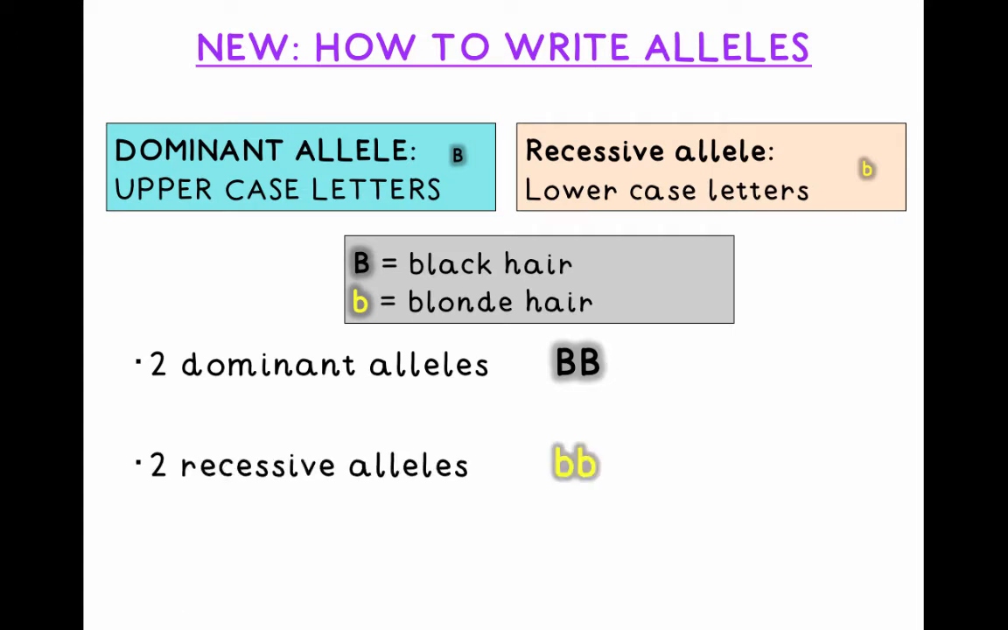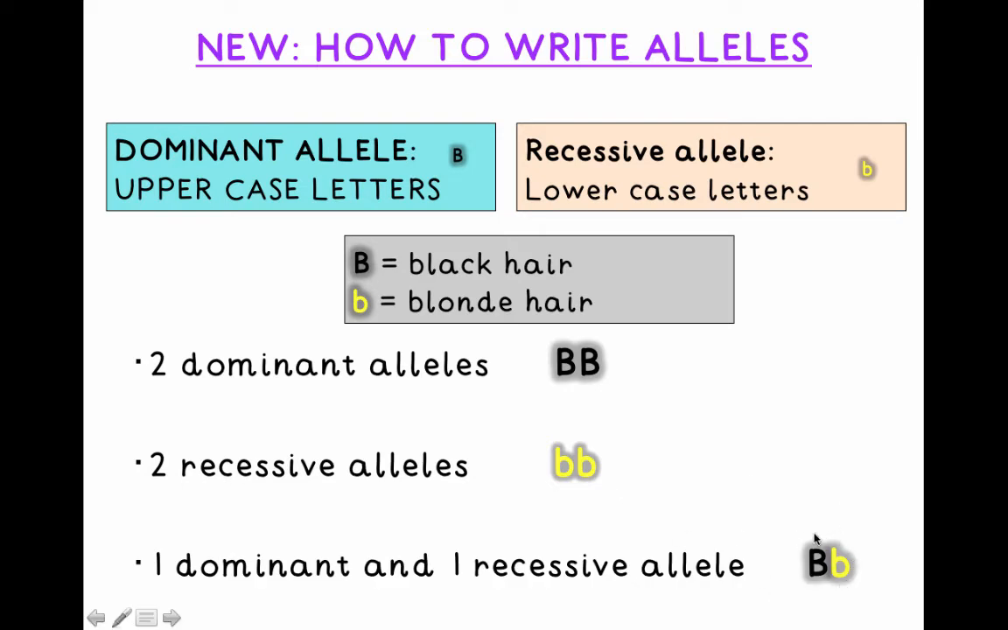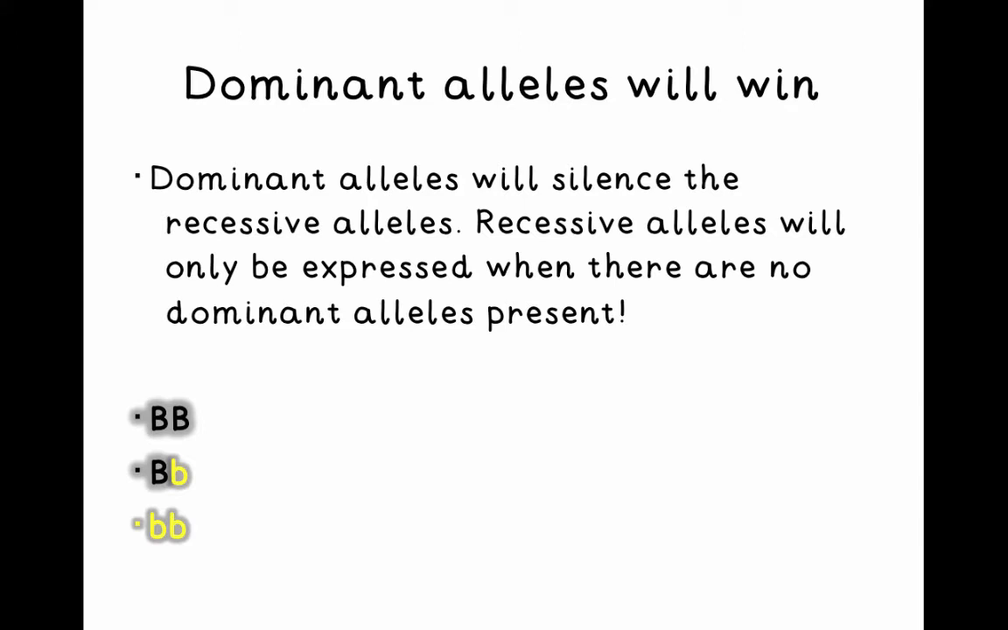This individual that has two recessive alleles, will he have black or blonde? Yes, you're right again, it has blonde hair. But what about this individual that has one dominant and one recessive allele? That one is tricky. Well, turns out that dominant alleles always win. The dominant alleles are so strong that they silence the other allele and it cannot be expressed when there is a dominant allele present. This is the case of people who have black hair but their children have blonde hair, or people who have black color eyes but their children have light color eyes.